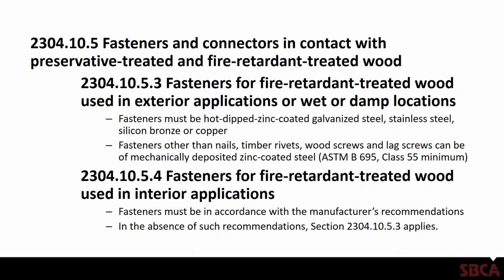There's also requirements in the code that talk about fasteners and connectors in contact with preservative treated and fire retardant treated wood. 2304.10.5.3 talks about fasteners for fire retardant treated wood that's used basically in exterior applications, and there you basically have to go with some type of protection, or stainless steel, silicon bronze, or copper. And that protection is typically in the way of a hot dipped zinc coated galvanized steel.